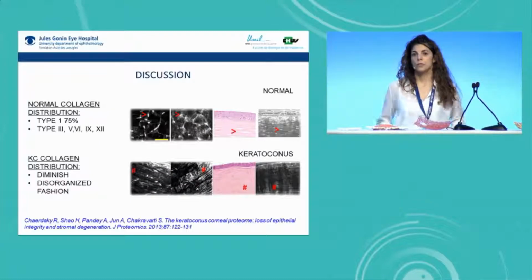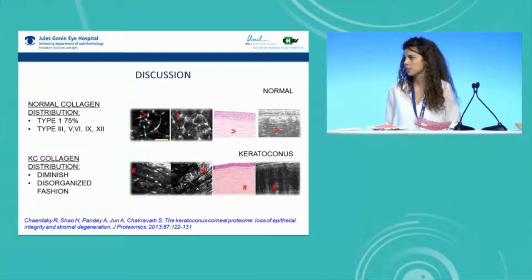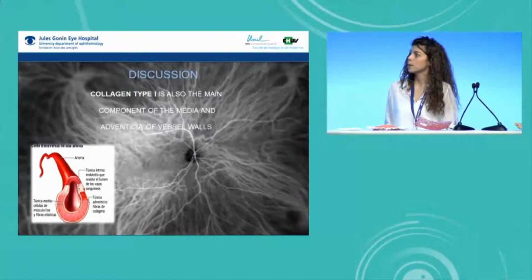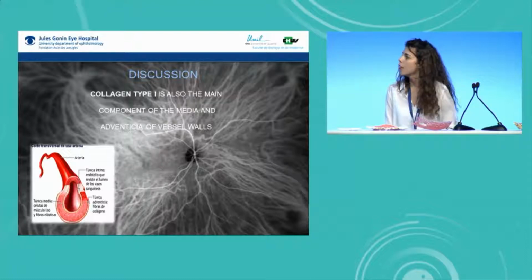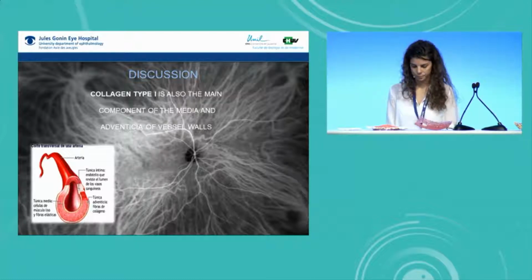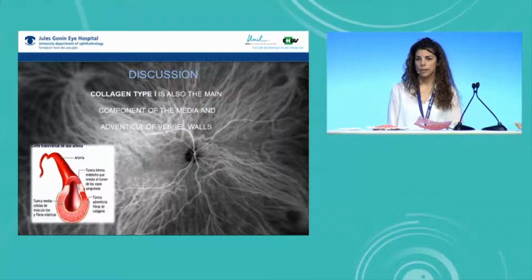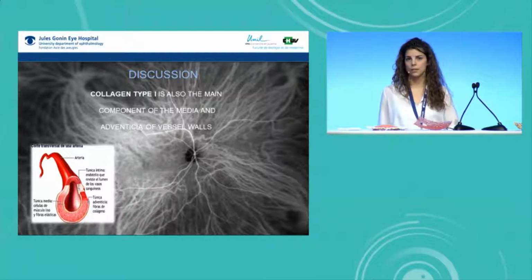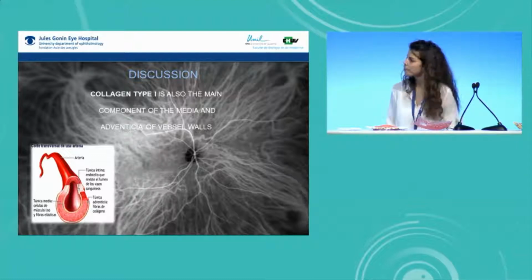So we managed two theories to explain our results. The first one talks about the collagen. The main component of the stroma of the choroid is collagen type 1. And we can also find this collagen in the media and adventitia of the vessel walls. Given that the choroid is mostly made of vessels, modification in the collagen could be translated into structural variations.